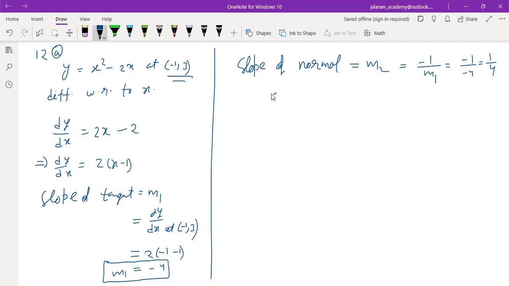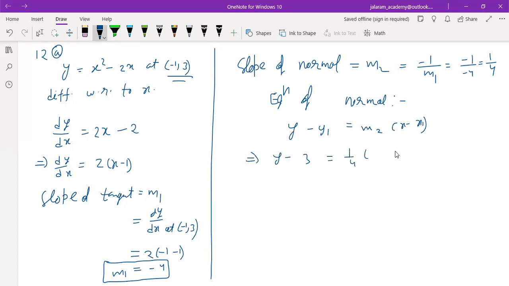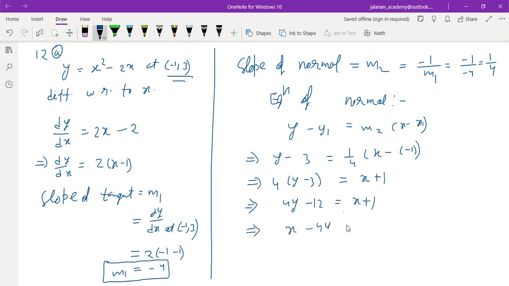Now we can easily find the equation of normal by using the formula y minus y1 equals m2 into x minus x1. It implies y minus 3 equals 1 by 4 into x minus x1, which is minus 1. Cross multiplying, 4 into y minus 3 equals x plus 1. It implies 4y minus 12 equals x plus 1. It implies x minus 4y plus 13 equals 0. This is the method to find the normal.